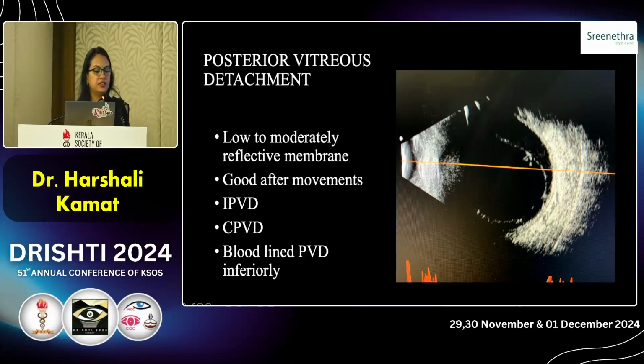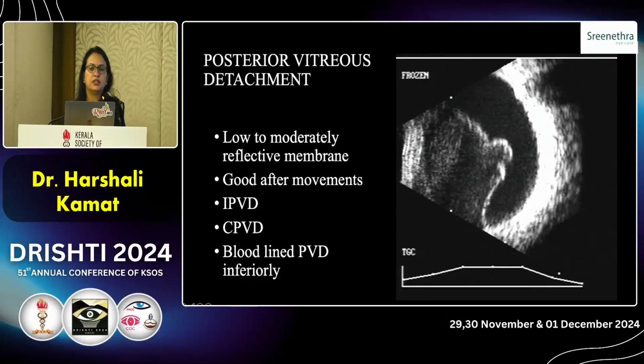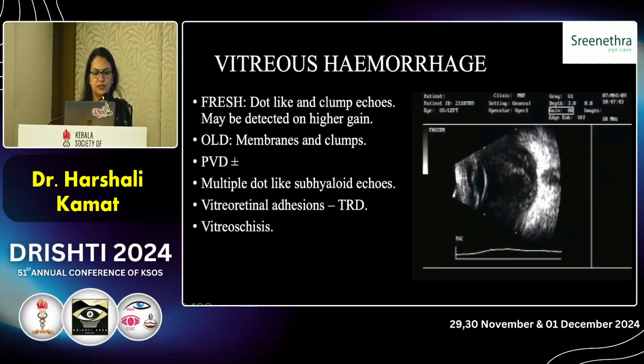In posterior vitreous detachment, you will get a low to moderate reflective membrane. Most importantly, it will have good after movements. It can be attached either to the disc or any part of the retina, wherein it will be called an incomplete PVD, or if it is completely detached, then it's a complete PVD. Sometimes in vitreous hemorrhage, the posterior hyaloid might appear very high reflective, in which case you may have to differentiate it from the retinal detachment based on its after movements.